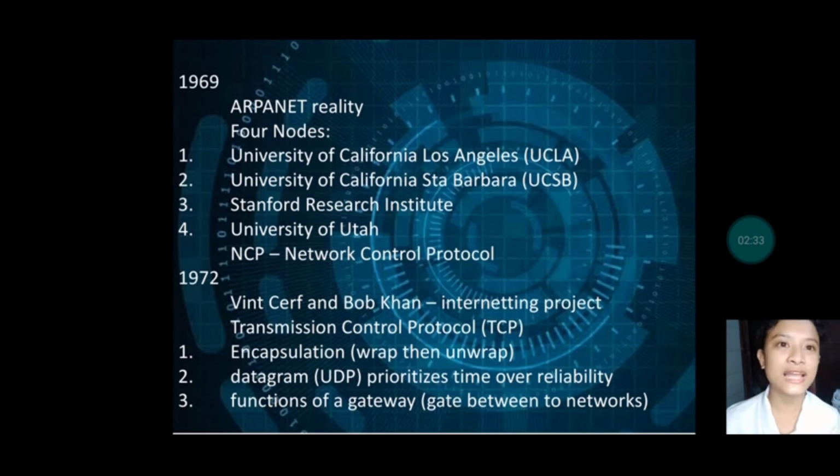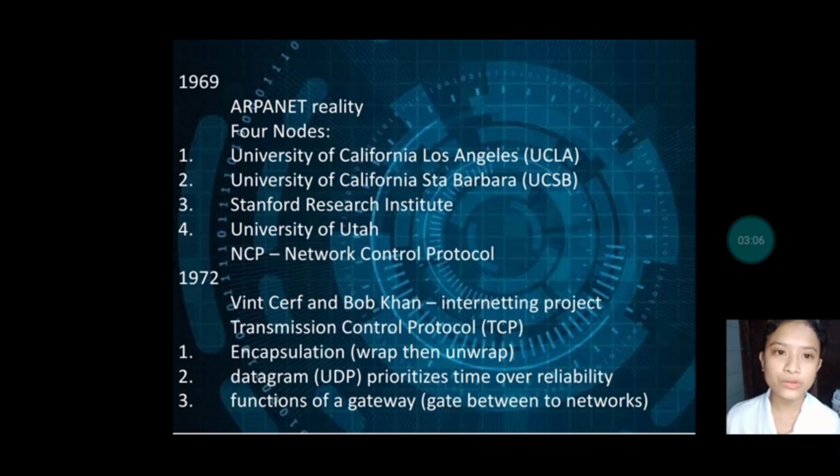In 1969, ARPANET became a reality with four nodes. Number 1 is University of California, Los Angeles or UCLA. University of California, Santa Barbara or UCSB. Stanford Research Institute, and University of Utah. NCP, or Network Control Protocol.